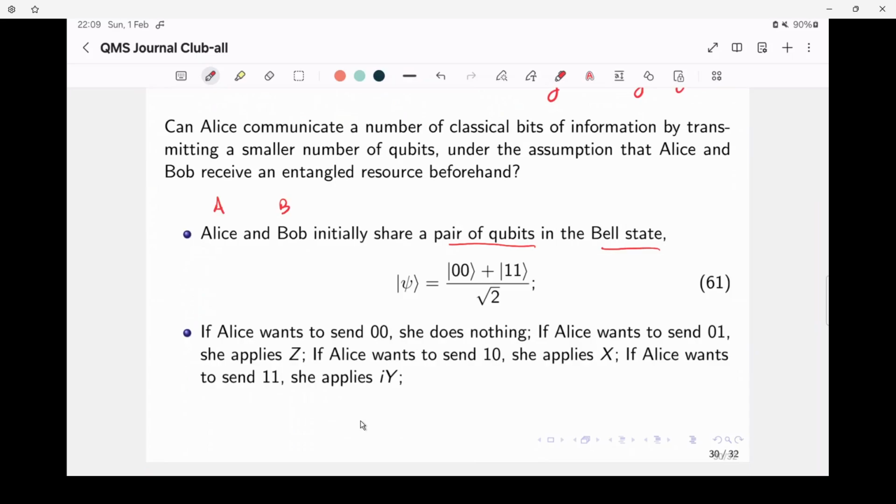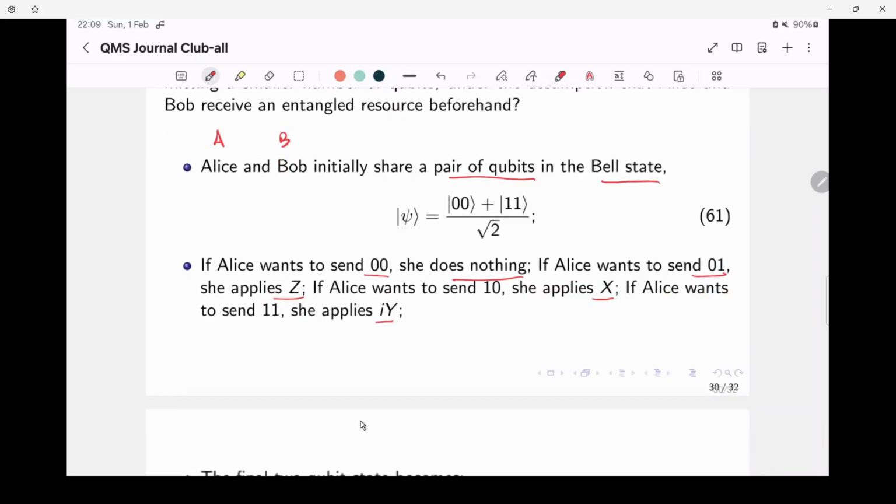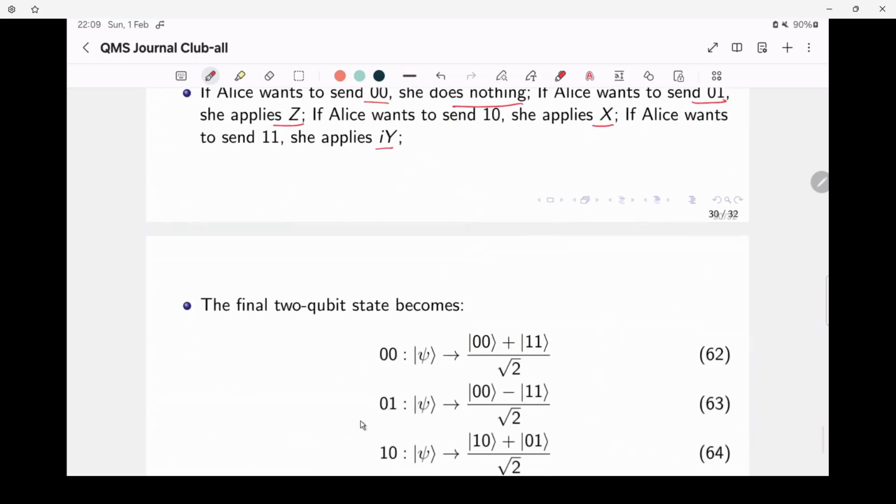So what Alice needs to do is, if she wants to send 0, 0, she does nothing. If she wants to send 0, 1, she applies Pauli Z on her own qubit. If she wants to send 1, 0, she applies X, and for 1, 1, she applies iY. So now let's look at what happens. Initially, for 0, 0, you don't need to do anything, so it becomes the original Bell state.